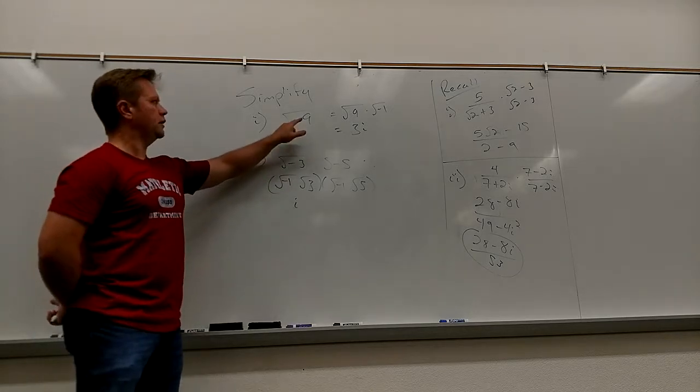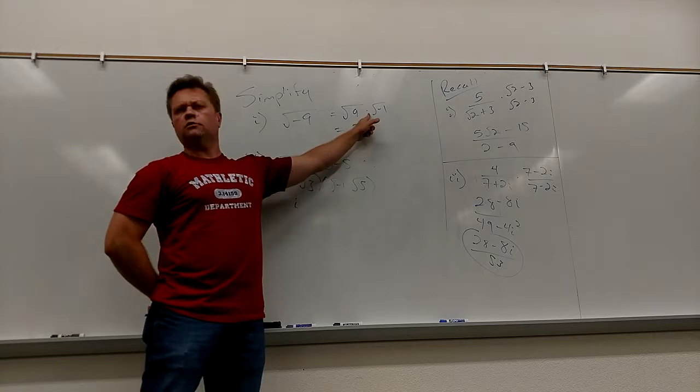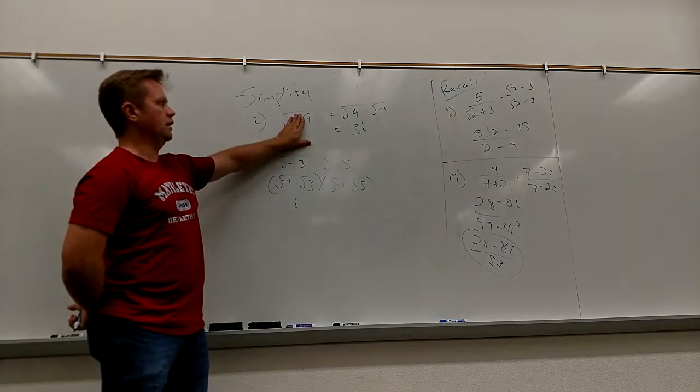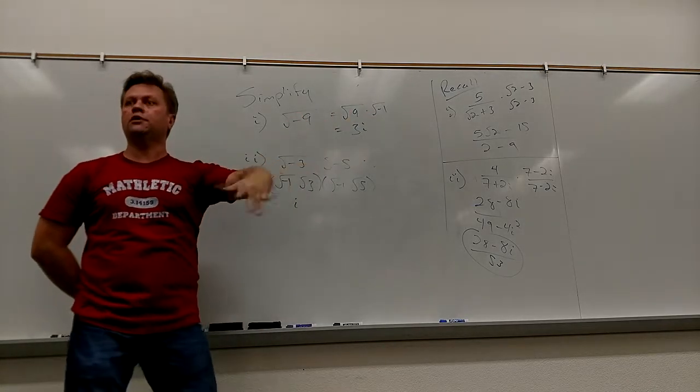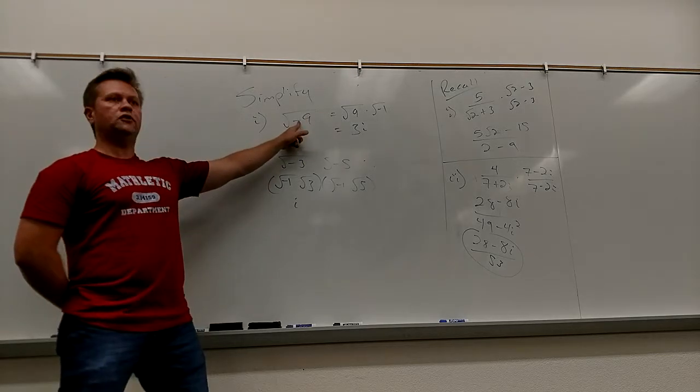So it's a problem like this. Do I have to write it like this? No, you can. Hopefully you realize that the square root of 9 is 3. The square root of negative 9 is 3i. Where'd the i come from? It's the square root of negative 1 that's in there.